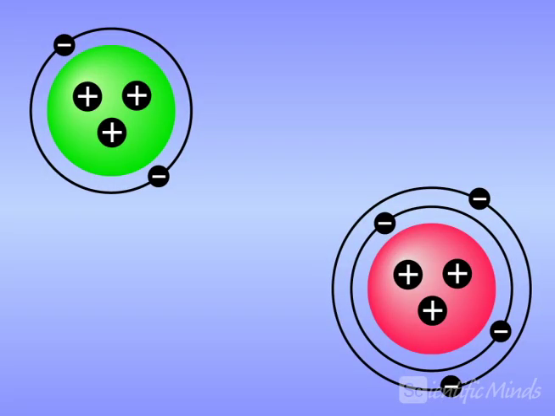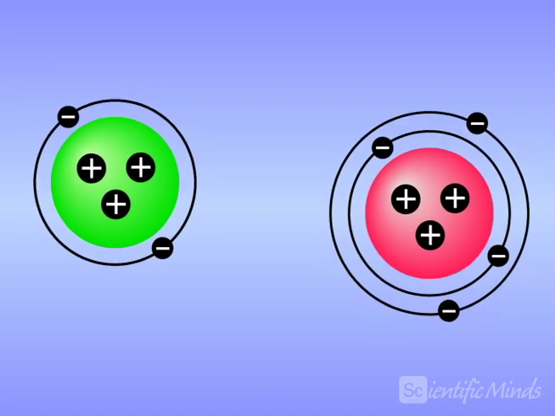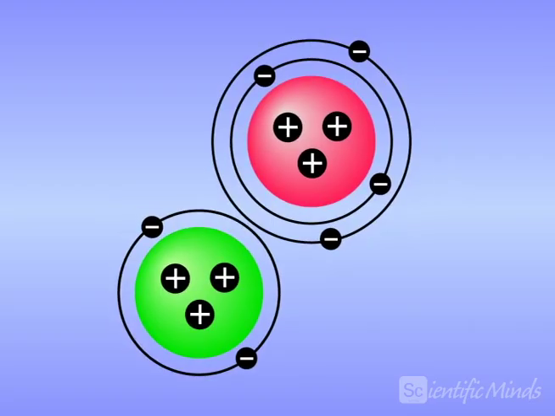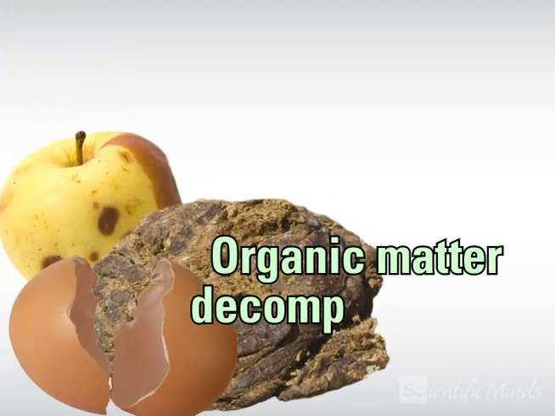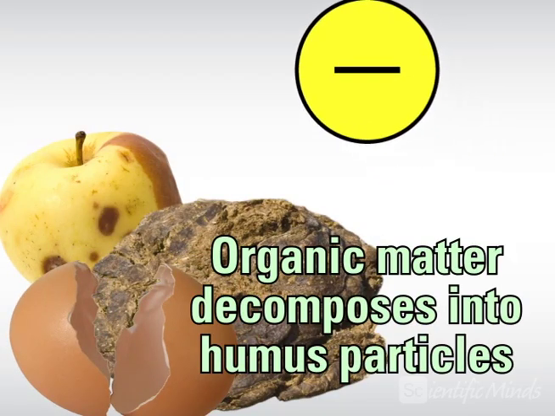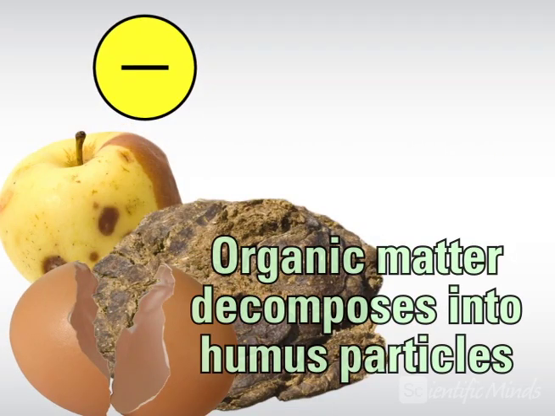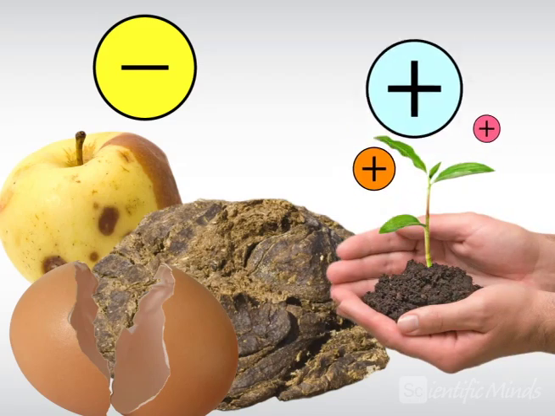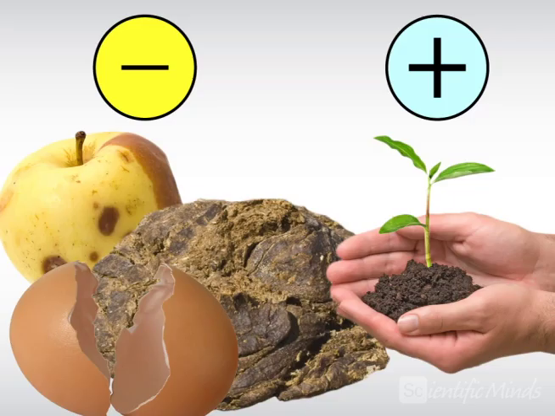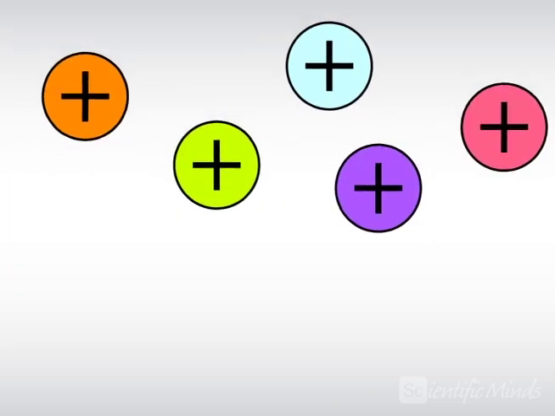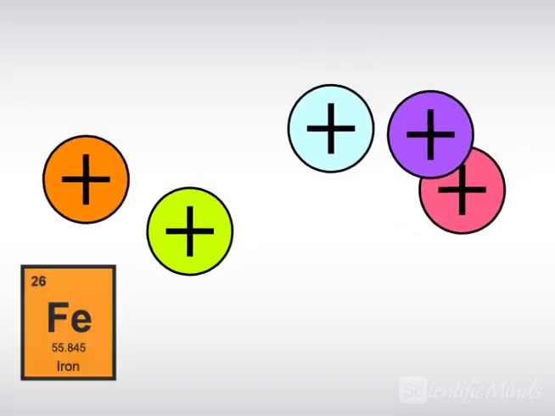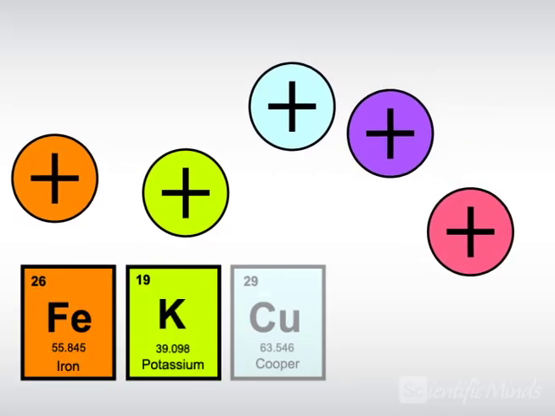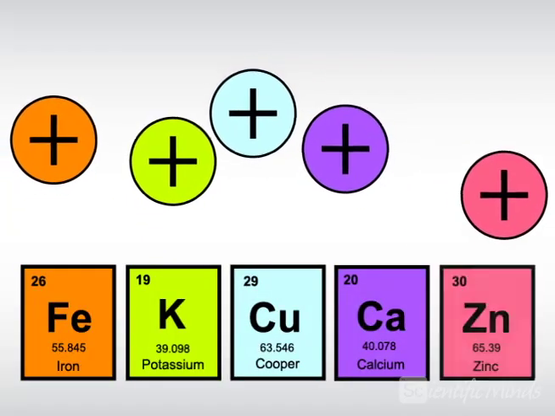We all know that opposites attract. Positively charged particles and negatively charged particles attract. Organic matter decomposes into humus particles that are negatively charged. Clay particles are also negatively charged. Many nutrients held in the soil are positively charged cations. Some examples of cations are iron, potassium, copper, calcium, and zinc.